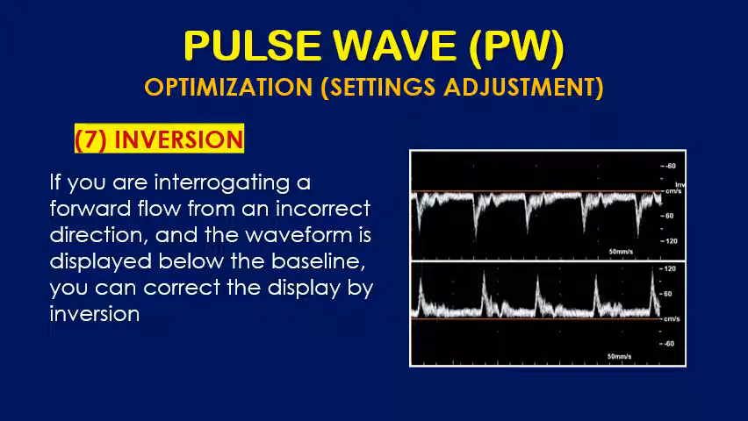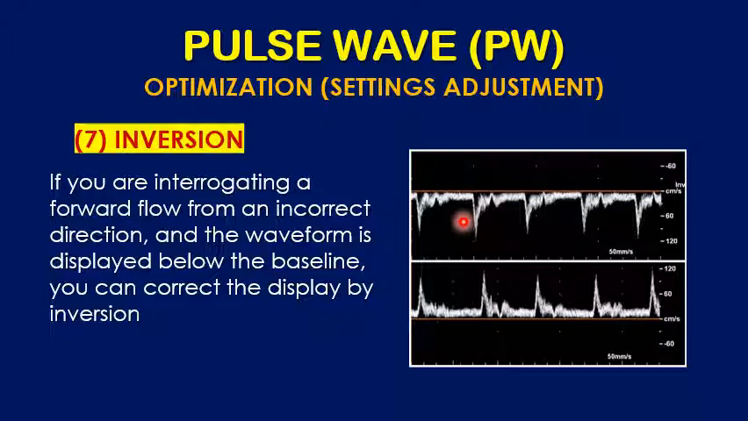The last setting is inversion. Sometimes you need it if the flow is supposed to be forward flow, but you put the probe in the opposite direction, or you put the steering of the angle, the Doppler line, in the opposite direction. What happens? It shows below the baseline, like here. So there is some inversion of the waves because of the incorrect interrogation of the direction of flow.